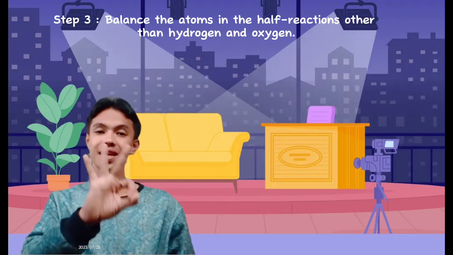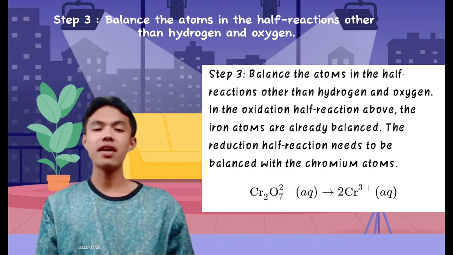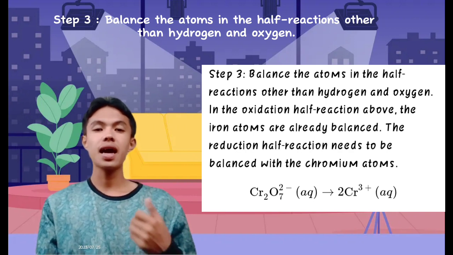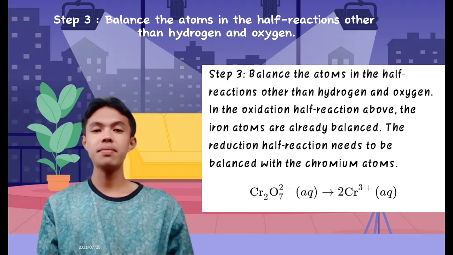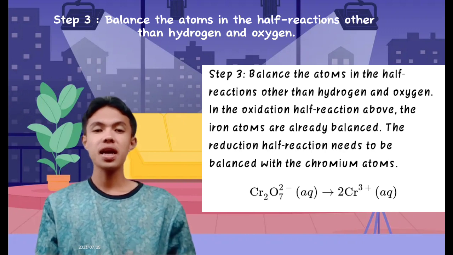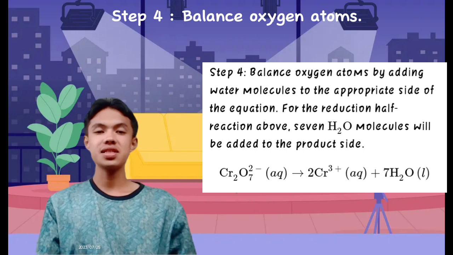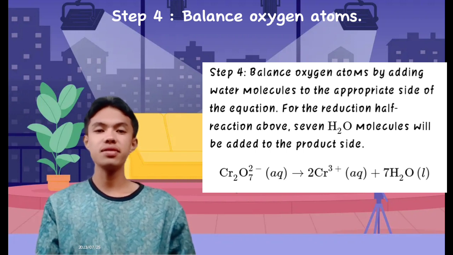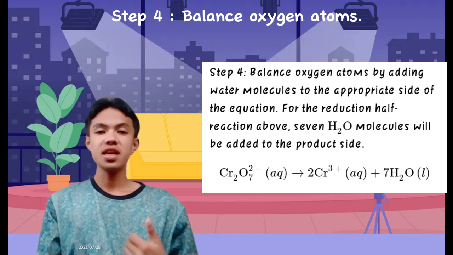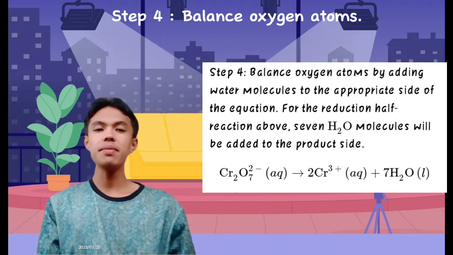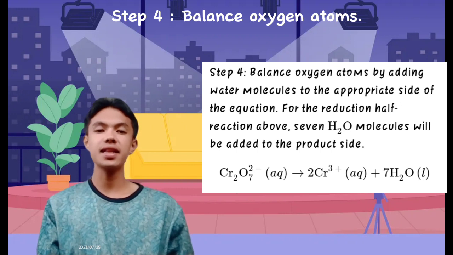Step 3. Balance the atoms in the half reaction other than hydrogen and oxygen. In the oxidation half reaction above, the iron atoms are already balanced. The reduction half reaction needs to be balanced with the chromium atoms. Step 4. Balance oxygen atoms by adding water molecules to the appropriate side of the equation. For the reduction half reaction above, 7 H2O molecules will be added to the product side.